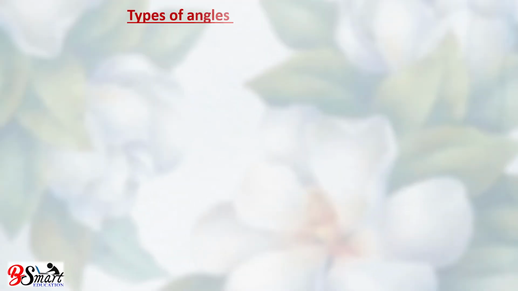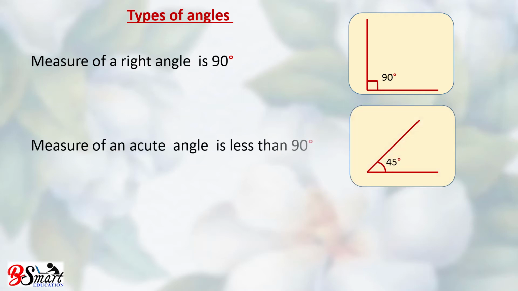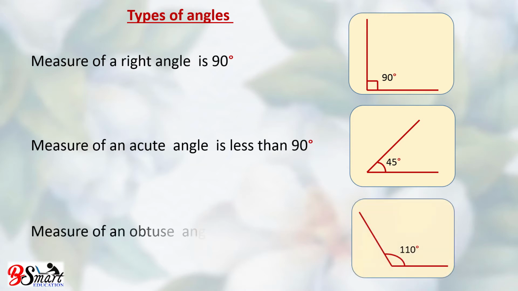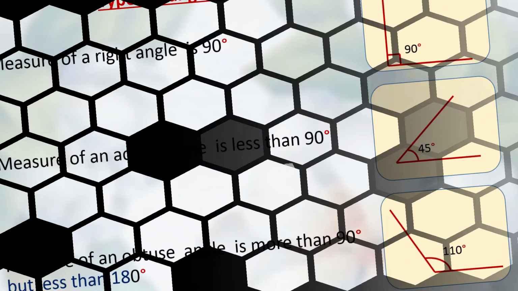Now come to the next topic, types of angles. First, right angle. Measure of a right angle is 90 degree. Second, acute angle. Measure of an acute angle is less than 90 degree. Third, obtuse angle. Measure of an obtuse angle is more than 90 degree but less than 180 degree. Look at the given figures. You have studied these angles in previous standard.